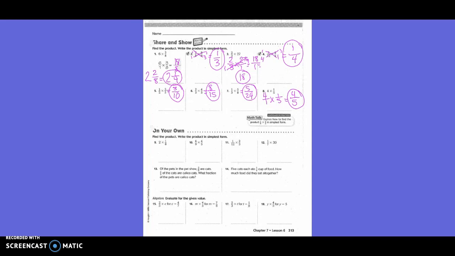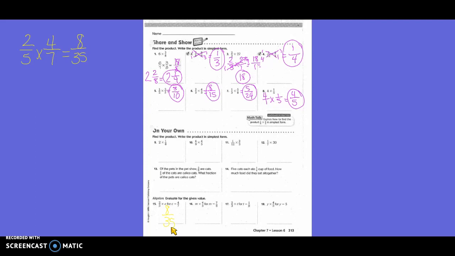Okay. So you guys are going to do this on your own with your partners. Algebra, evaluate for the given value. 2/5 times C, where C equals 4/7. So how am I going to write that? 2/5 times 4/7. Can I simplify before I begin? No. 2 times 4 is 8. 5 times 7 is 35. So my answer is 8/35. Or can I reduce that? No.